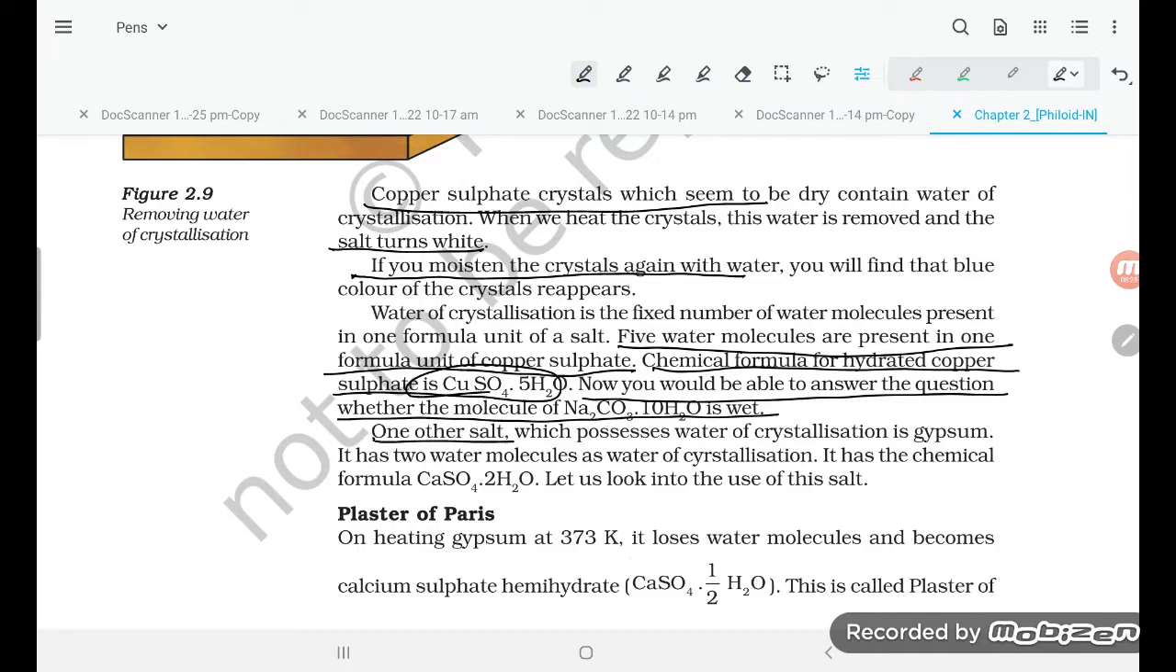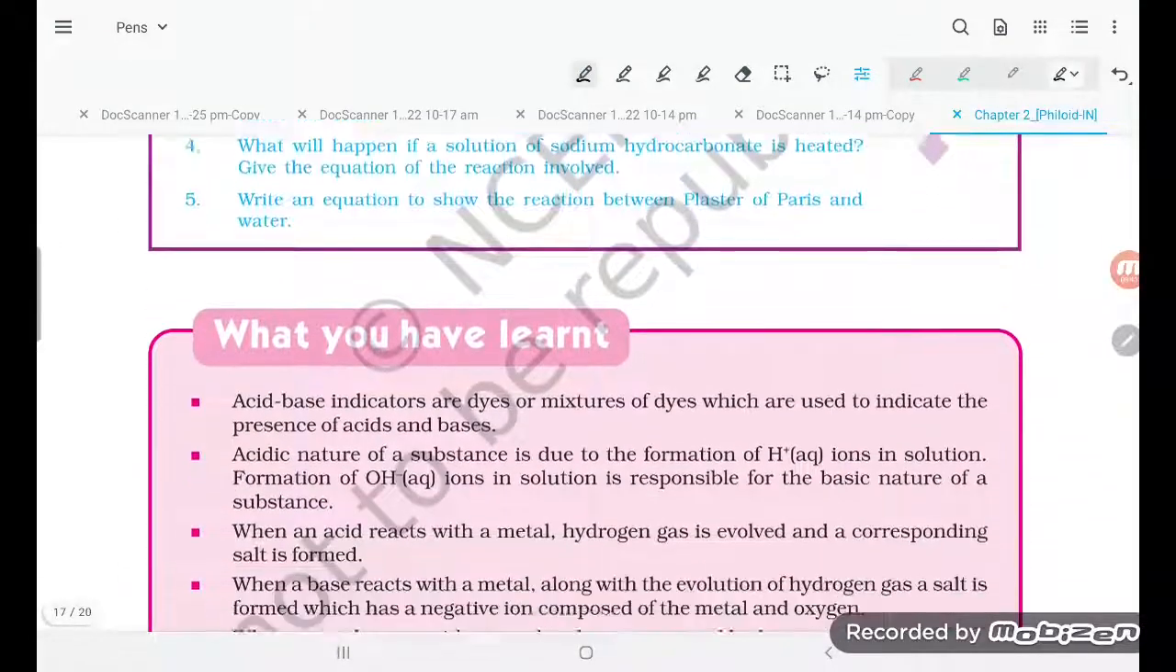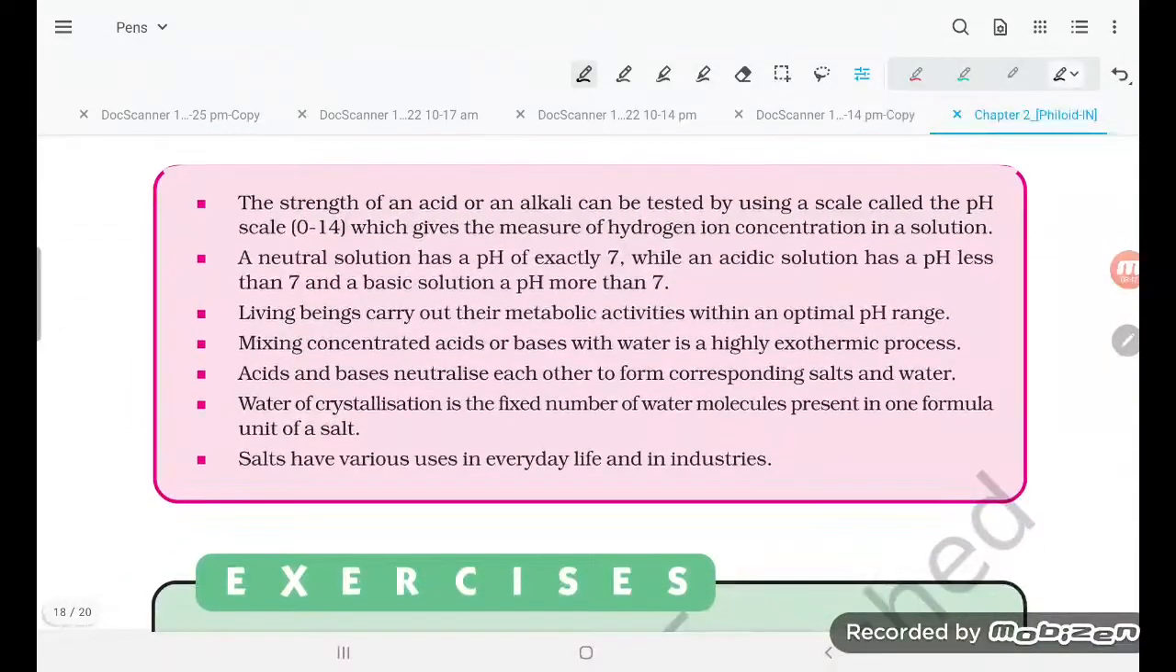One other salt which has water of crystallization is gypsum. It has 2 water molecules as water of crystallization. It has the chemical formula CaSO4.2H2O. Let us look into this salt. So we'll be studying plaster of Paris in the next video.